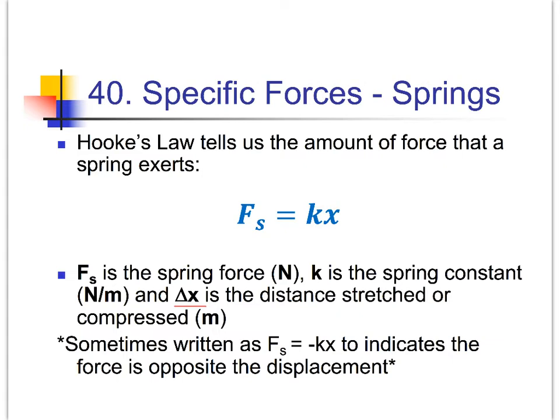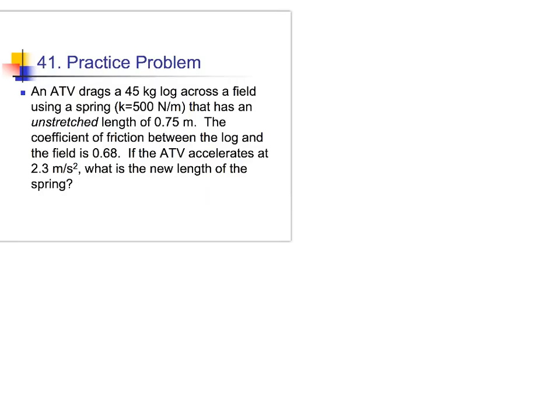Anyway, this is Hooke's law. This tells us how much force springs exert on objects. Okay, K, our spring constant, times X, the distance stretched or compressed. You will sometimes see it written as negative Kx, and that simply is indicating that the force and the displacement are in opposite directions, like we talked about on the previous slide. I just do F equals Kx, and you're finding the magnitude, but you will see it the other way sometimes.